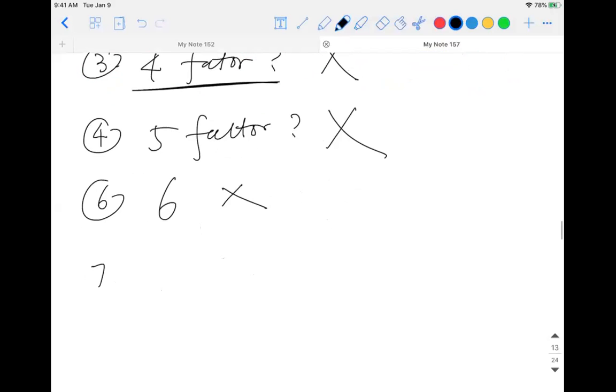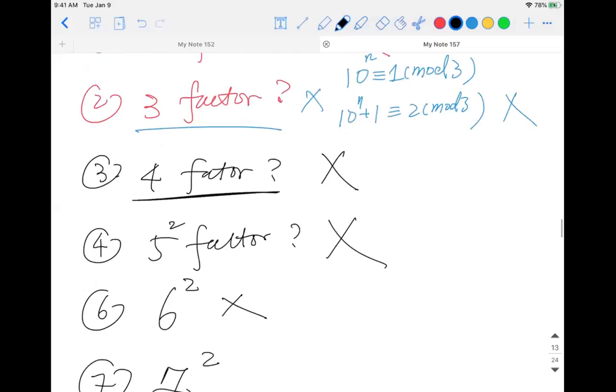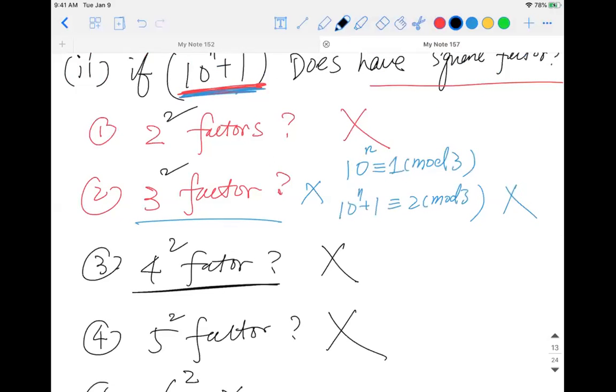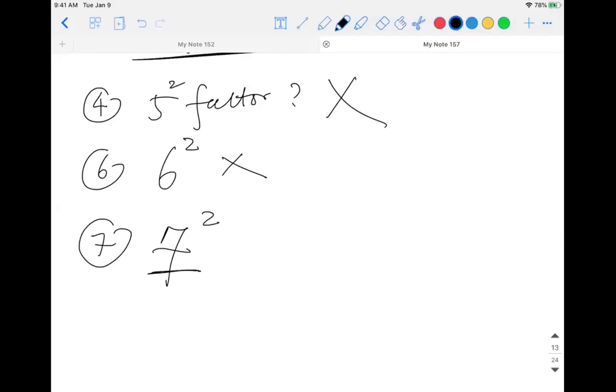Well, here's the interesting part. This is all like squares, right? 1 square, 2 square, and so on. Is it going to be 7? Is 7 going to be a factor of 10 to the n plus 1? I think this is quite possible. Even though I don't know what it is, it looks like this is not something so magic. It is possible, even though I have no idea what it is. Okay, let's say it is possible.